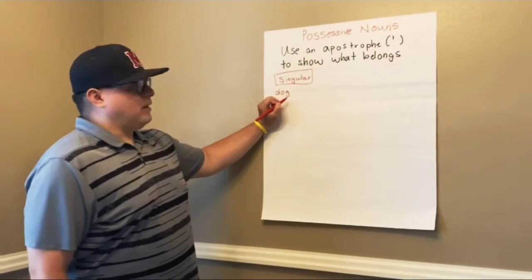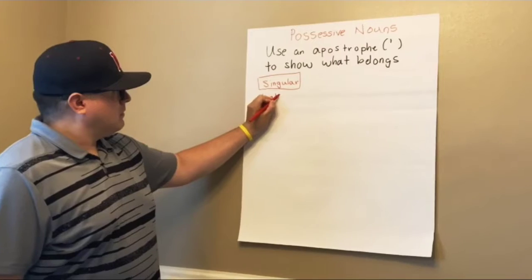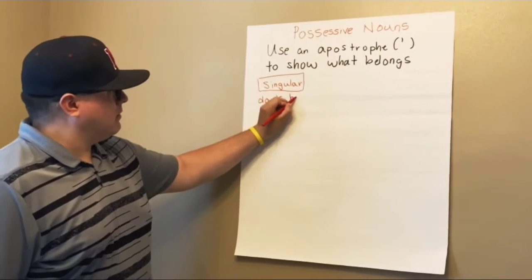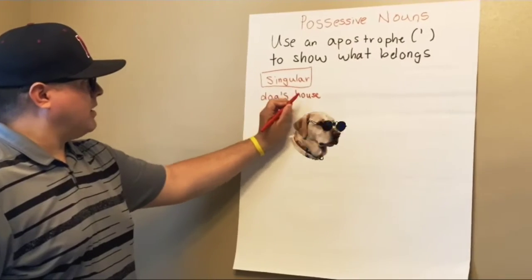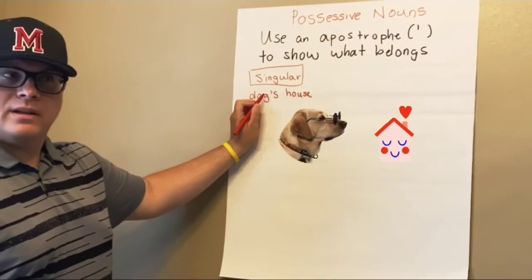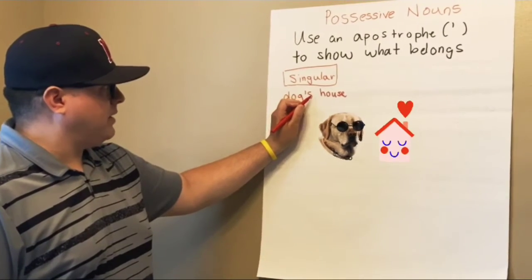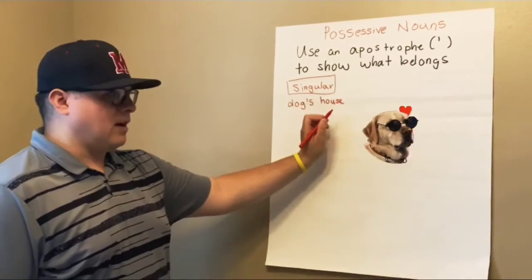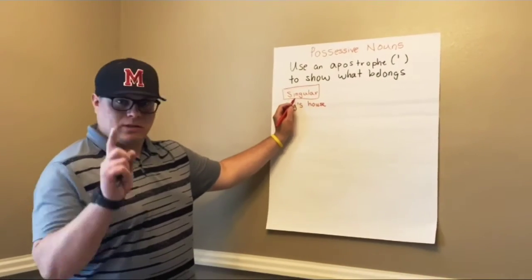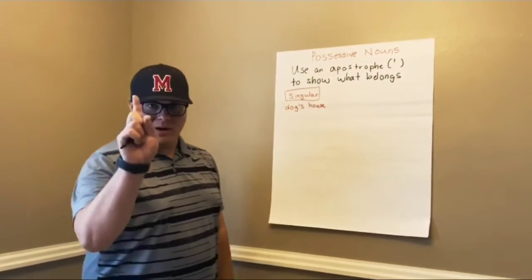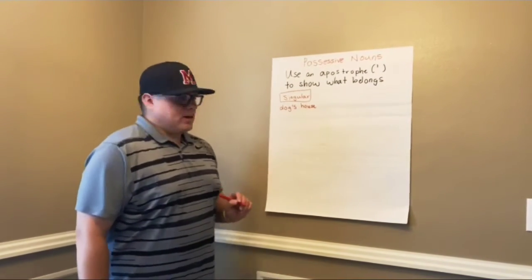So here's an example of a singular possessive noun. Look what I do here. Dog's house. The apostrophe comes right after the G, so it's dog, apostrophe S, house. Okay? It's singular. Just talking about one dog. Okay, one doggy's house. Okay, then let's go over a few more examples here.